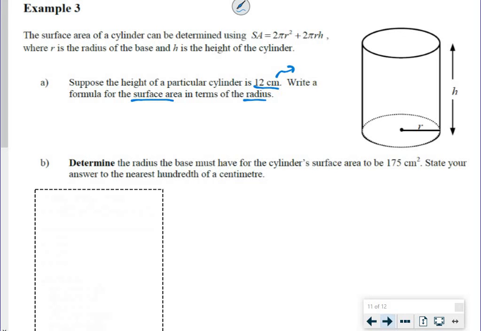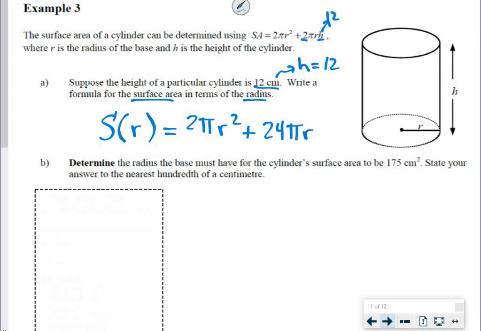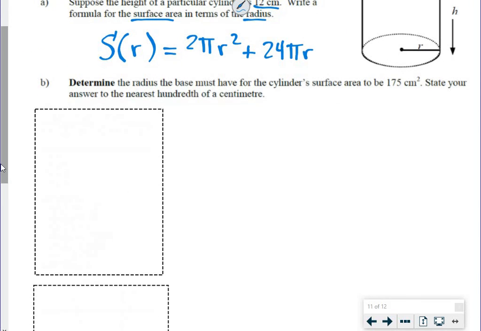So we have here the height of the cylinder is pinned down, that's 12 centimeters. And we have surface area dependent on the radius, so surface area as a function of the radius, we would write 2 pi r squared plus, and then if we put 12 in there, I can do 2 times 12, and then I'll have 24 pi r. So 24 pi r. And that is the surface area as a function of the radius.